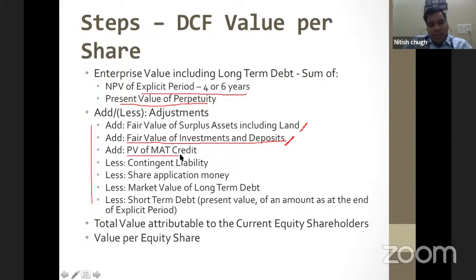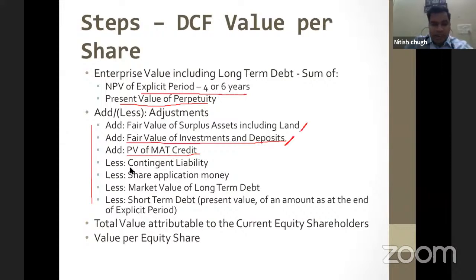Then the next adjustment is required for the present value of MAT credit. MAT credit that is available in the books of accounts will not form part of the working capital requirement, and the benefit of the same will be available over a period of time. Now, as per the Income Tax Act, you can take the MAT credit over a period of more than 8 years. So its present value needs to be calculated on day one and added to the enterprise value.